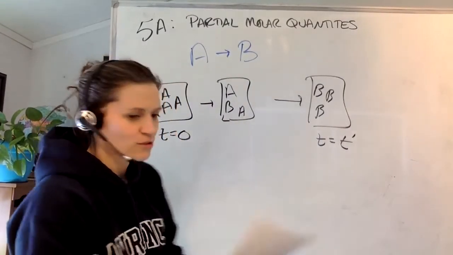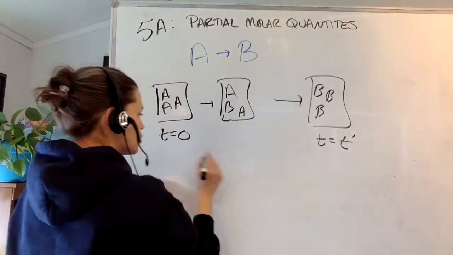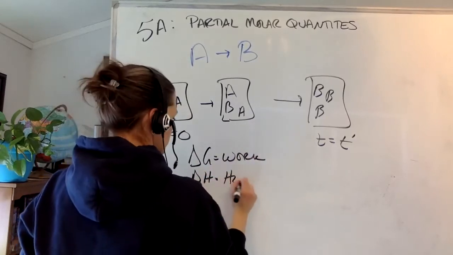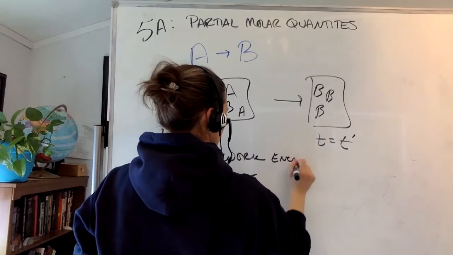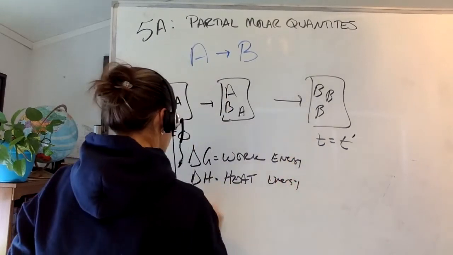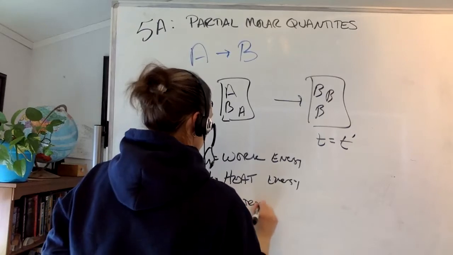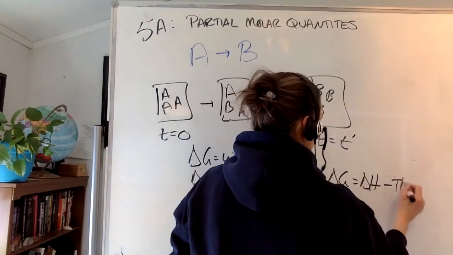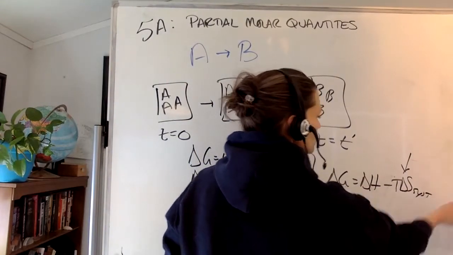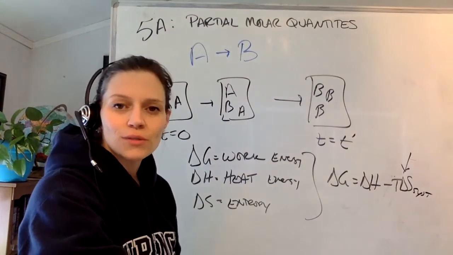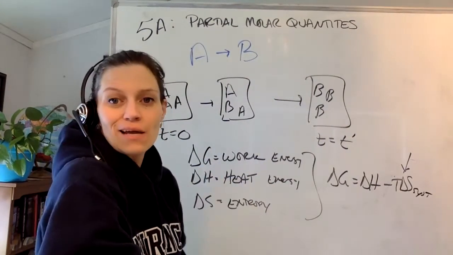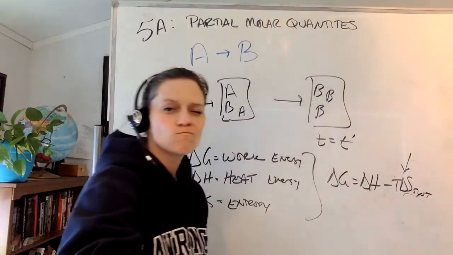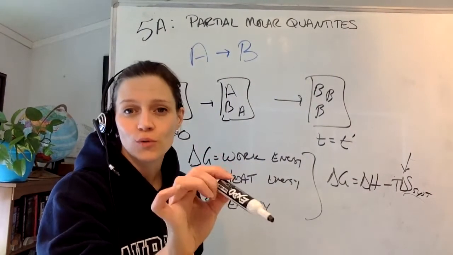Okay, so how do we quantify these so far? Delta G equals the work energy. Delta H equals the heat energy. And delta S is equal to the entropy. So delta G equals delta H minus T delta S. By the way, this is of the system, not total. So if you have an exam that you're trying to correct, and you think this is what defines spontaneity, that's of the system, not the total.